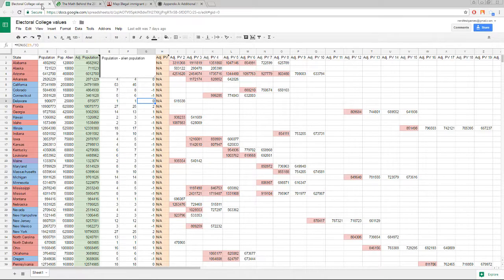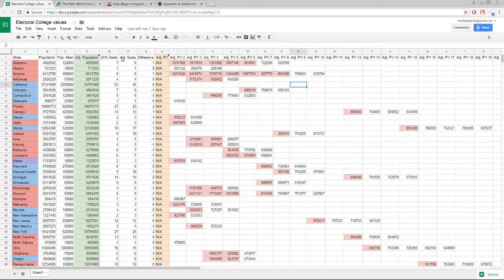So we take that, and I copied each state into this column. You subtract the illegal immigration column from the population column, and that's where we get our adjusted population to calculate our adjusted priority values. And this is how we're going to give out electoral votes in a pretend hypothetical scenario where illegal immigrants aren't a part of the total population.